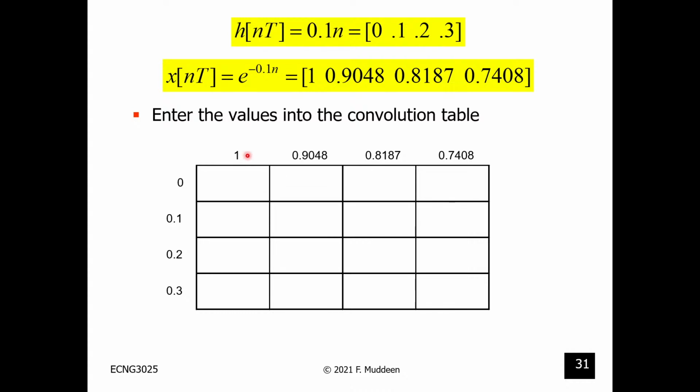We then formulate the convolution table by putting the x of nT values on the top of the table. So we have 1, 0.9, 0.8, and 0.7 here. And our h of nT values are on the left hand side of the table being 0, 0.1, 0.2, and 0.3 accordingly. We then multiply each of the intersection of values to formulate the values for each one of these cells.